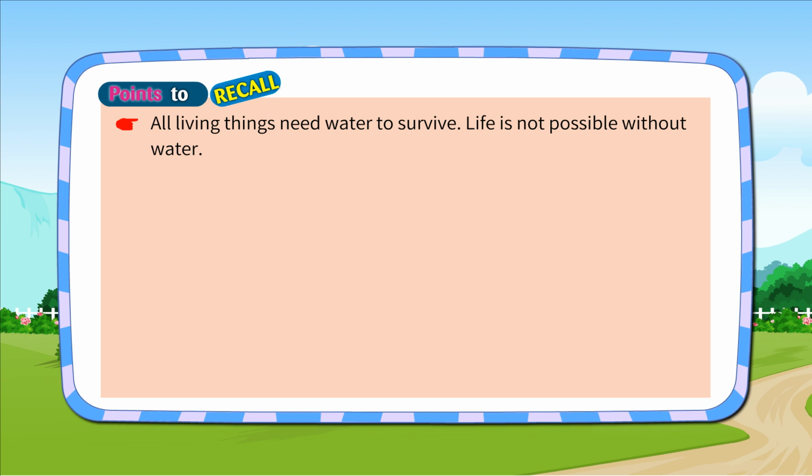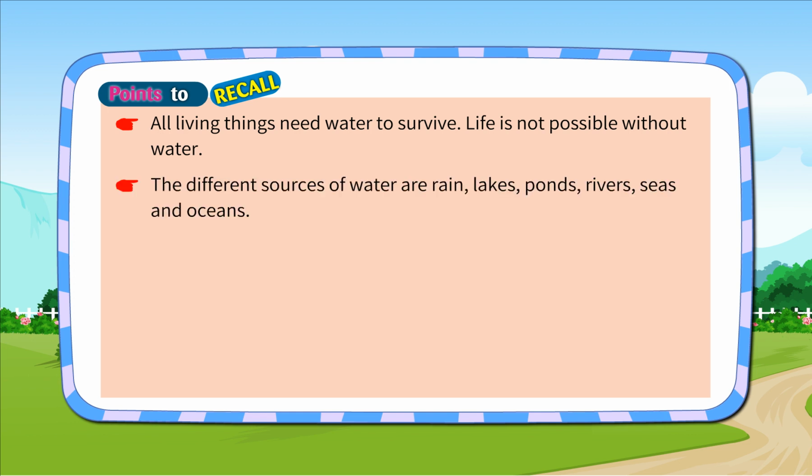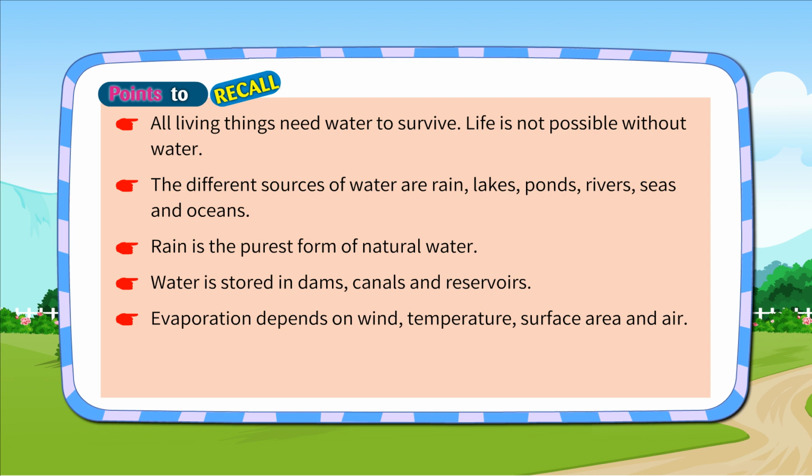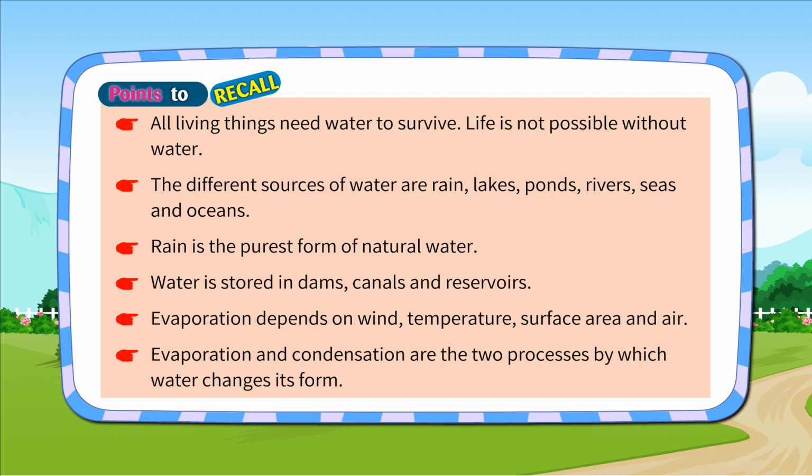Points to recall. All living things need water to survive. Life is not possible without water. The different sources of water are rain, lakes, ponds, rivers, seas and oceans. Rain is the purest form of natural water. Water is stored in dams, canals and reservoirs. Evaporation depends on wind, temperature, surface area and air.